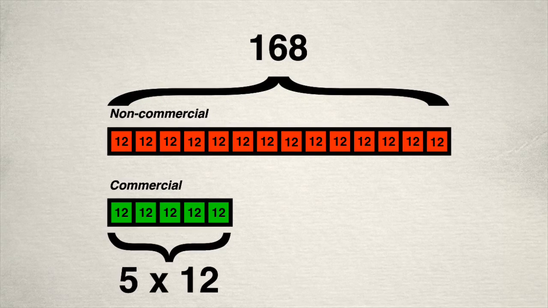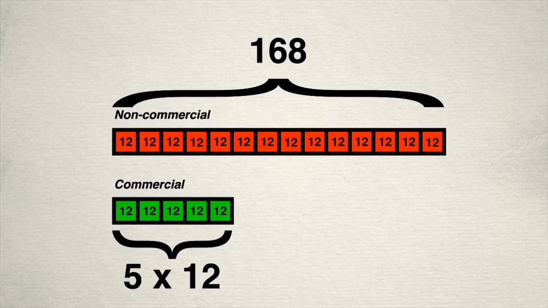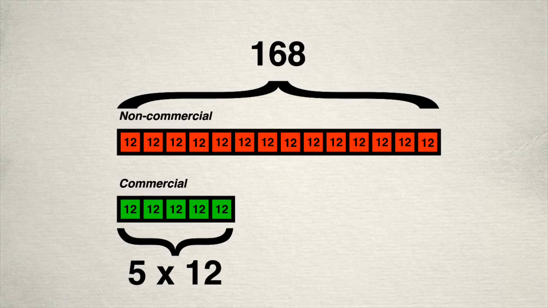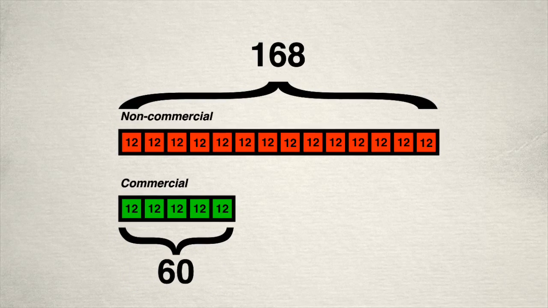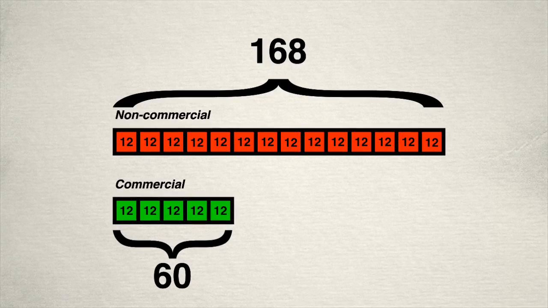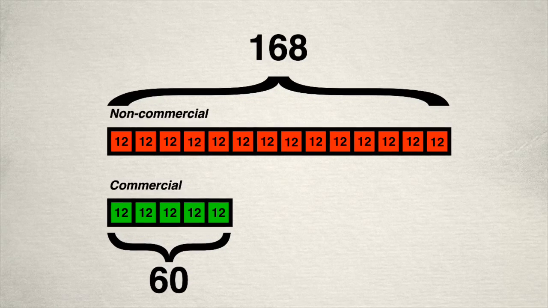And to find the total number of commercial vehicles, we have 5 units. Each unit has 12, so 5 groups of 12 is 60. There are 168 non-commercial vehicles on the road and 60 commercial vehicles.